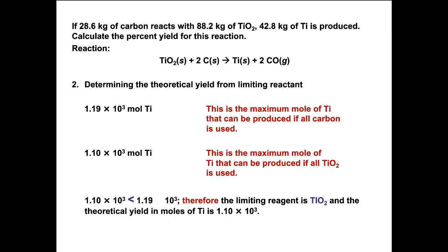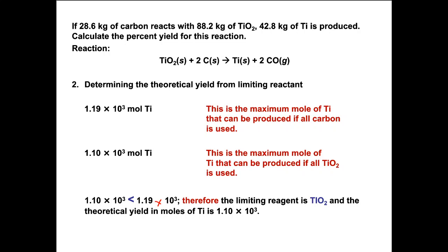Okay, so that hopefully was succinct enough that it cleared up the confusion. So now we want to determine the theoretical yield based on the limiting reagent. From carbon, we could produce 1.19 times 10 to the third moles of titanium, and from titanium oxide, we could produce 1.1 times 10 to the third moles of titanium. Since titanium oxide produces less, titanium oxide is the limiting reagent, and therefore the theoretical yield in moles of titanium is 1.10 times 10 to the third.